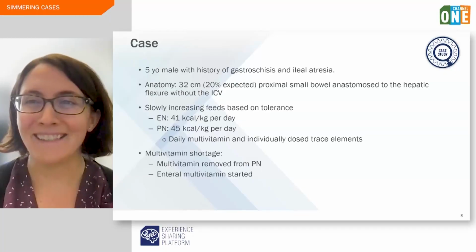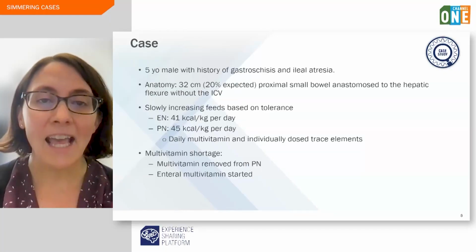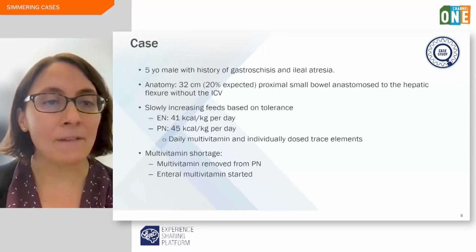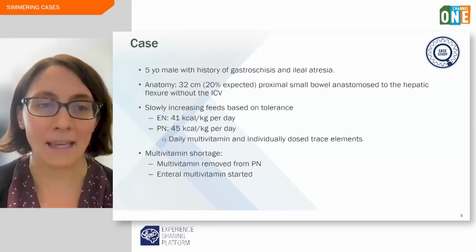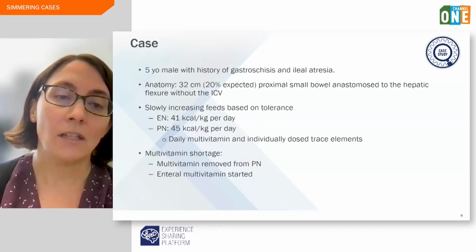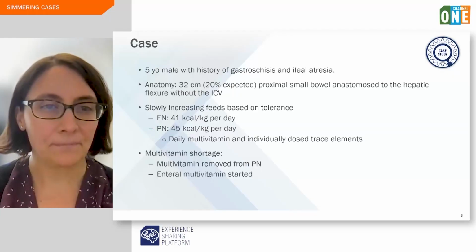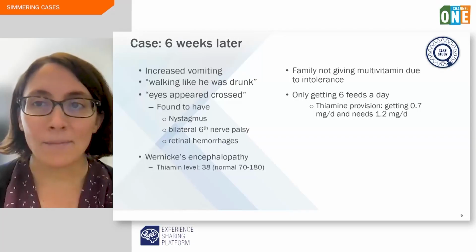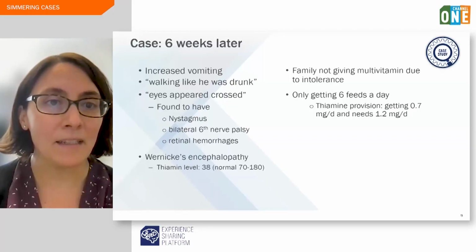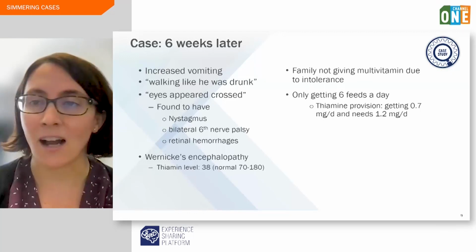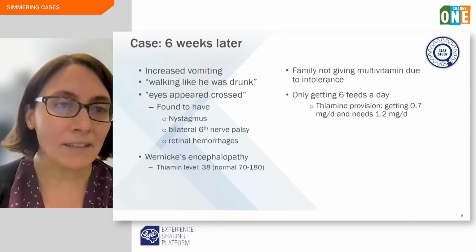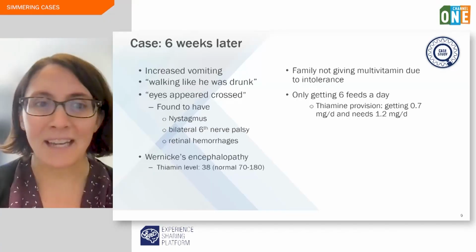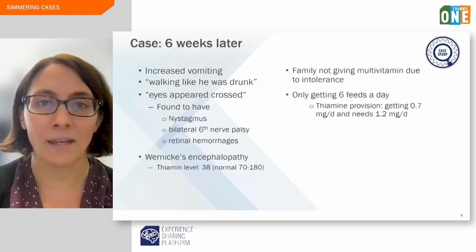Now we all ran into issues of a recent multivitamin shortage, and due to his proportions and following ASPEN guidelines, since he was about 50%, we removed the multivitamin from his PN and started an enteral multivitamin. About 6 weeks later, though, the family calls to report that he has increased vomiting. He was walking like he was drunk and his eyes appeared crossed. He saw a local ophthalmologist who found nystagmus, a bilateral sixth nerve palsy, and retinal hemorrhages. He was subsequently diagnosed with Wernicke's encephalopathy, and you can see a very low thiamine level.